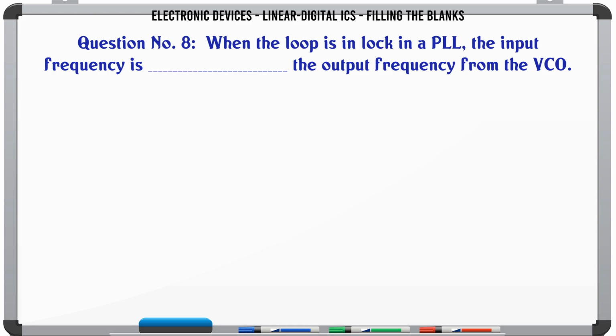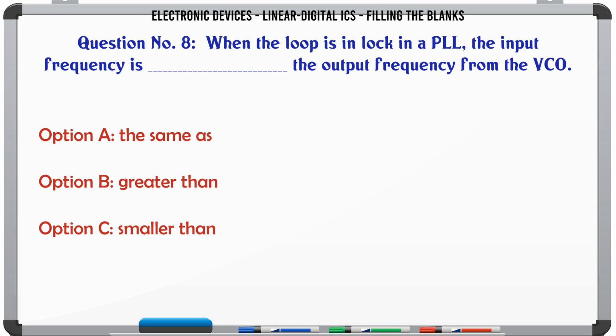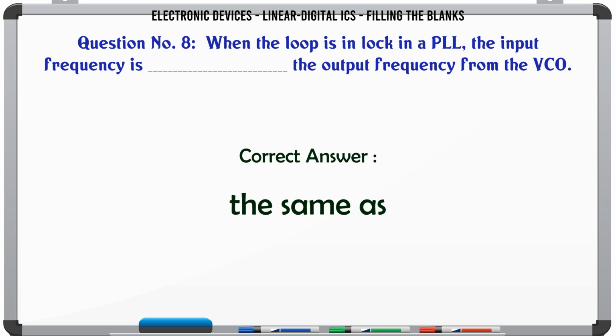When the loop is in lock in a PLL, the input frequency is ___ the output frequency from the VCO. A, the same as; B, greater than; C, smaller than; D, none of the above. The correct answer is the same as.